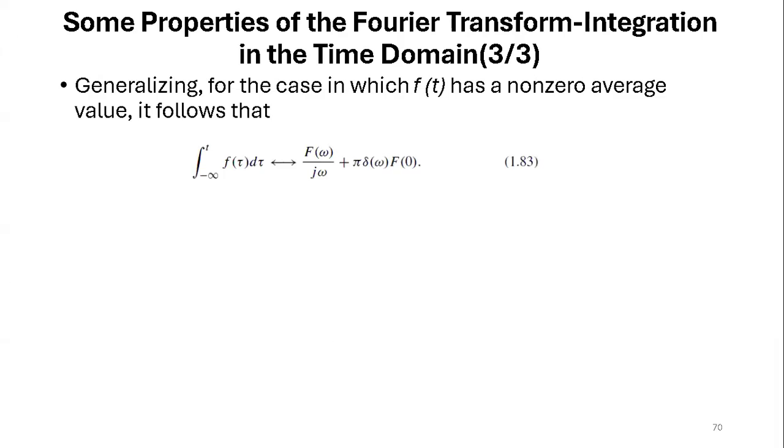Generalizing for the case in which the signal has a non-zero average value, it follows that the integral from minus infinity to t of f(tau) d tau implies F(omega)/(j omega) plus pi F(0) delta(omega).